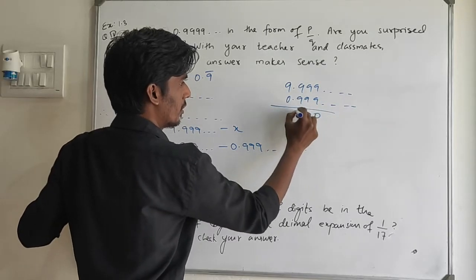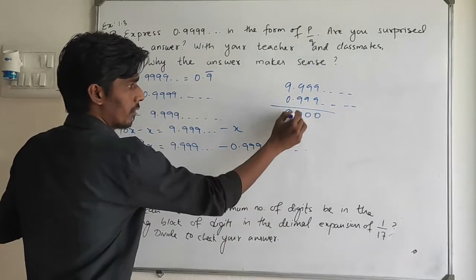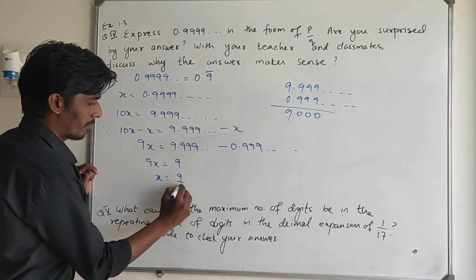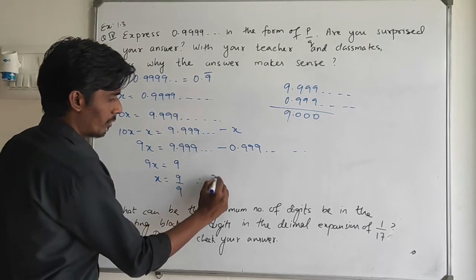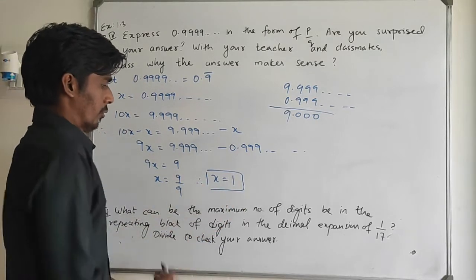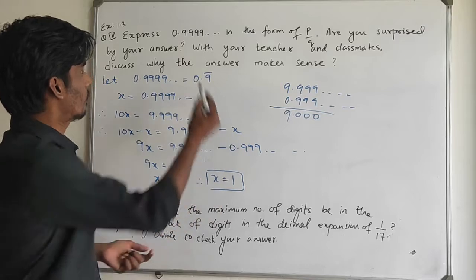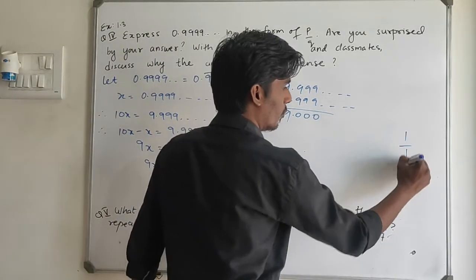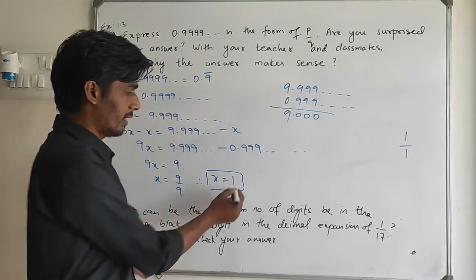So it's 0, 0, 0. It's what? 9. So I got here 9. So x equals 9 by 9. Therefore x equals what? 1. And so definitely we are surprised here, because from a decimal I got the number 1. And 1 means what? 1 upon 1 only. If nothing is there, it means 1.